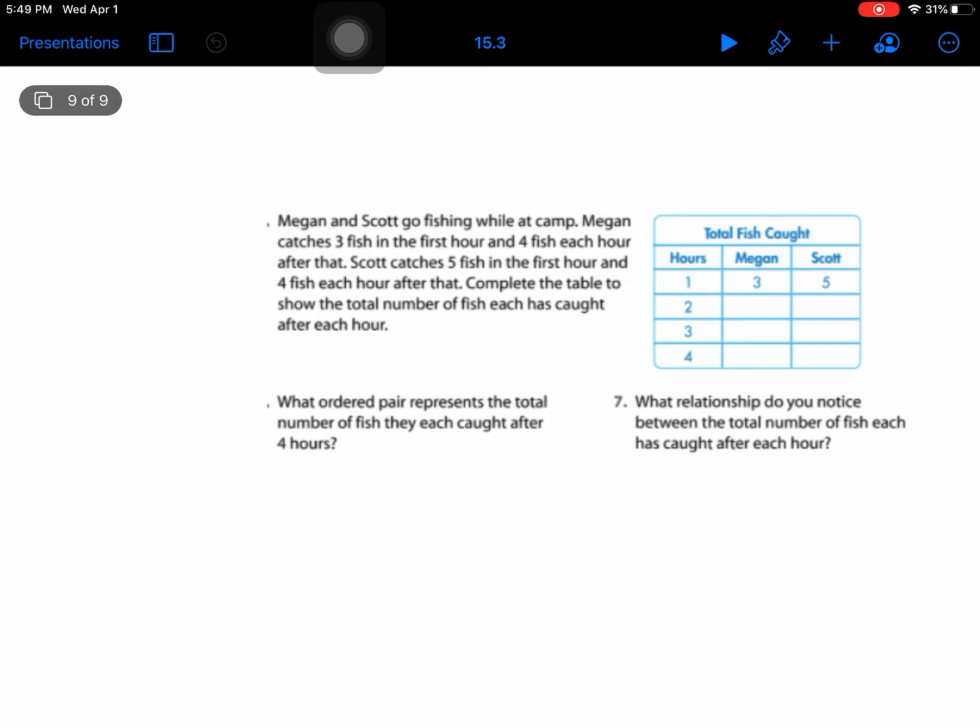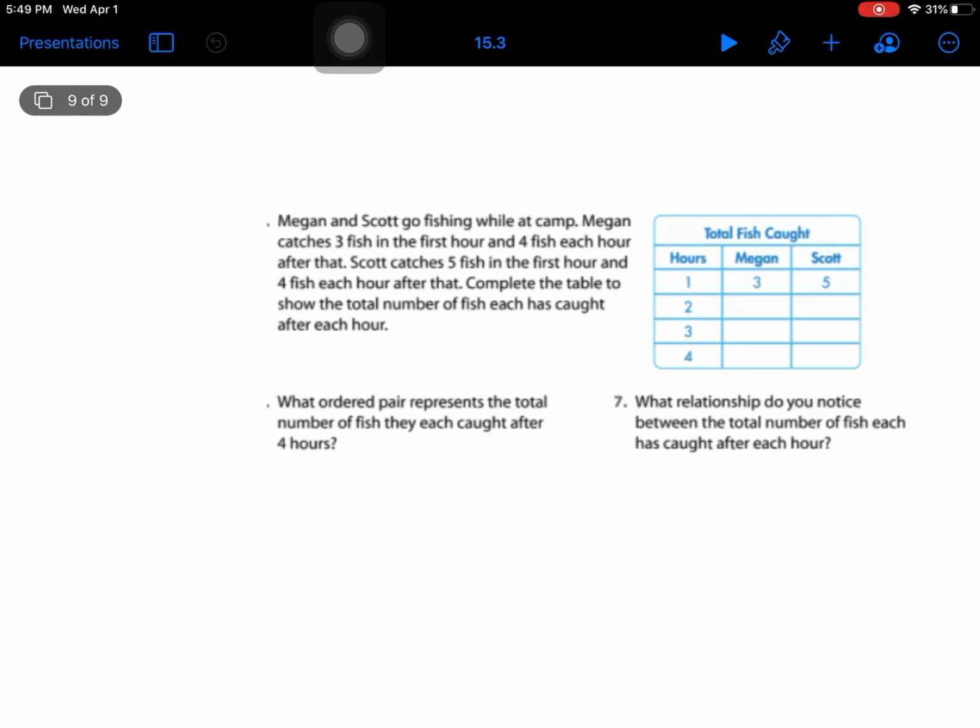All right, Megan and Scott go fishing while at camp. Megan catches 3 fish in the first hour and 4 fish each hour after that. Scott catches 5 fish in the first hour and 4 fish in each hour after that. Complete the table to show the number of fish each has caught after each hour. Pause it. Go ahead, write on that with your device, with your pens.